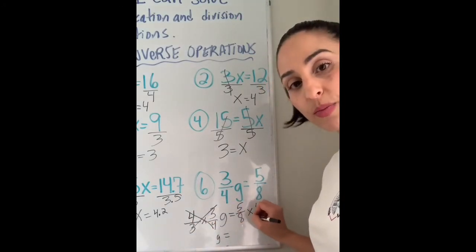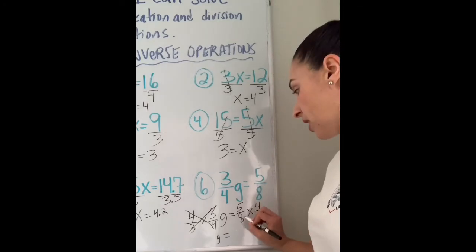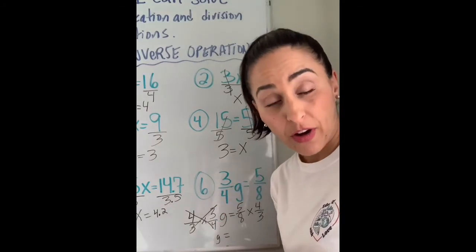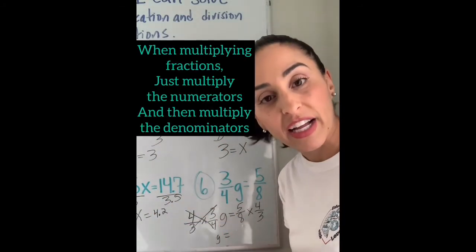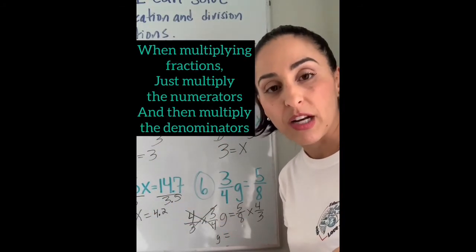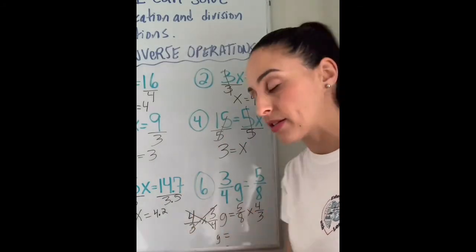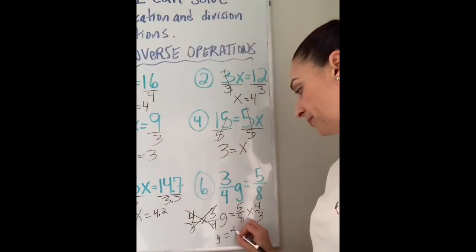Now I can go ahead and multiply on the right side. When you're going to multiply fractions, you can just multiply the numerator, multiply the denominator, and you're good. You don't have to have the same denominator. You just multiply across and across. 5 times 4 is 20. 8 times 3 is 24.